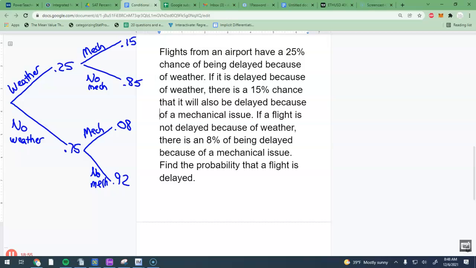So, I like your strategy. There's two. Like, you either have a weather delay or you don't. I think you used the 15% for mechanic. You know what I'm saying? But I like what you're doing. That's kind of one of the points I want to make.